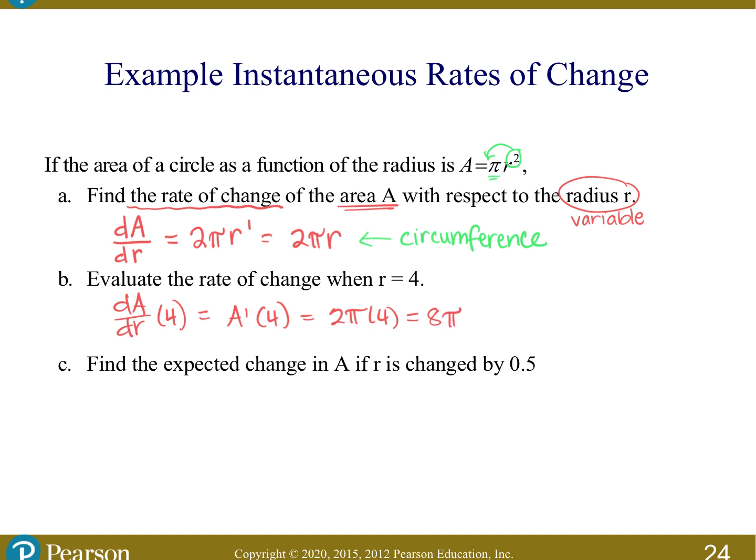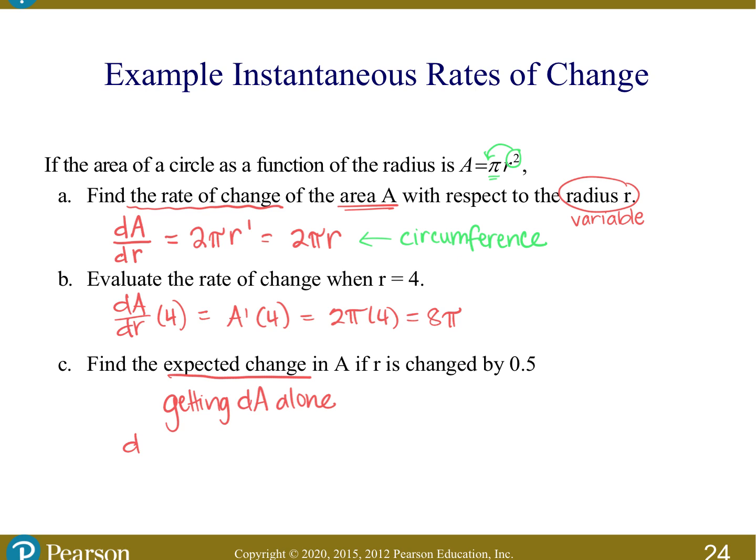Now, the next thing is find the expected change in A. So this is really interesting. The expected change of A is different than the rate of change, or the instantaneous rate of change. The expected change in A is defined as getting just the dA part alone. That's the expected change. How much will the area change if we change r by a little bit? So we want to get dA alone.